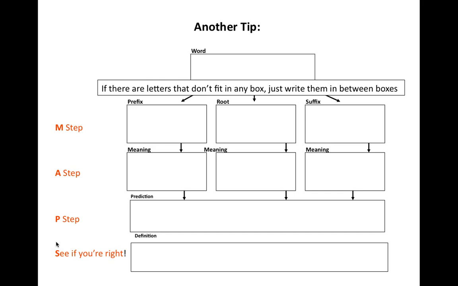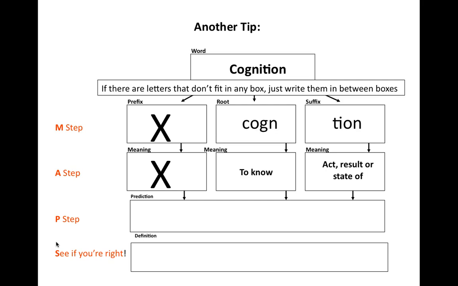One example of this is the word cognition. There's no prefix, so I will draw an X through the prefix boxes to show that there isn't a prefix. There is the suffix tion, shun, so I will write that in the suffix box and fill out the meaning. The root of the word is cogn, and I will write that in the root box and fill in the meaning below it. It means to know.